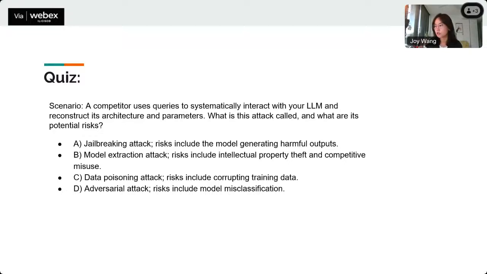Okay, we have some different answers between A and B. So the correct answer is B. The model extraction attack is where they try to extract the parameters from an existing commercial model, which is not intended to be released as open source, so they can reconstruct another new model to make profits. So this is a model extraction attack.